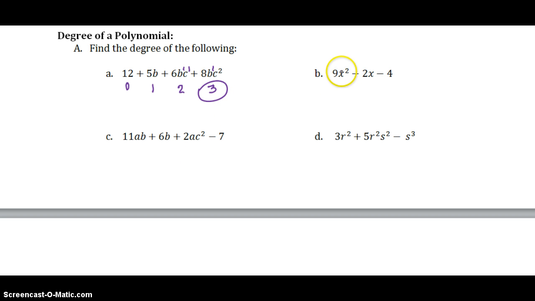For b, I have a term that is 2. The 9, of course, is 0. 0 and 2 leaves us with 2. Here I have a degree of 0 and 1. And then here's just a degree of 0. So the highest is 2. So the degree of this polynomial is 2. I'll let you try C and D.